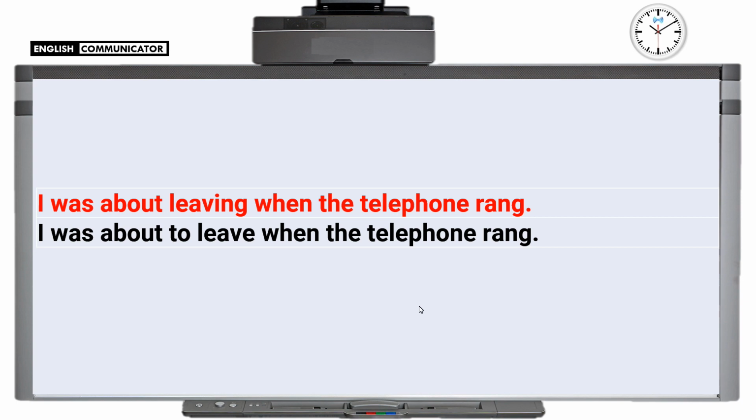I was about leaving when the telephone rang. It's a wrong sentence. But why is it wrong? I was about to leave when the telephone rang. Here is the difference, because the preposition is missing. I was about leaving, wrong. I was about to leave when the telephone rang. So that's the difference, that you have to use the preposition. Repeat again the sentence. I was about leaving when the telephone rang, wrong. I was about to leave when the telephone rang.